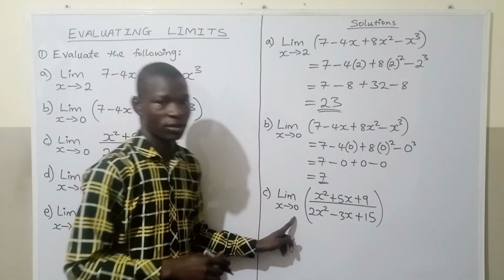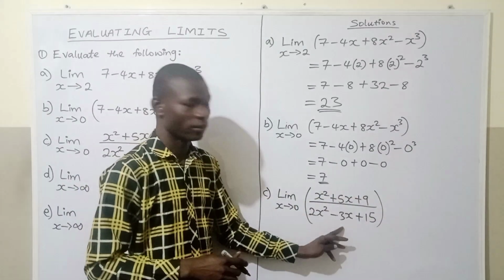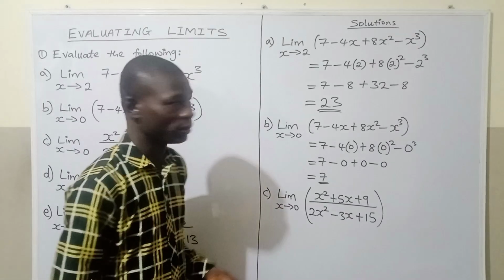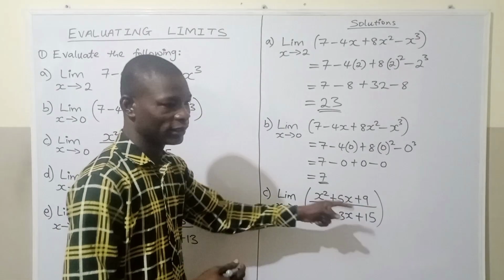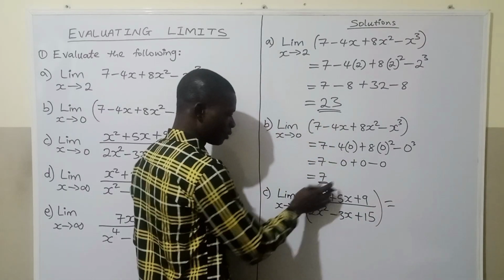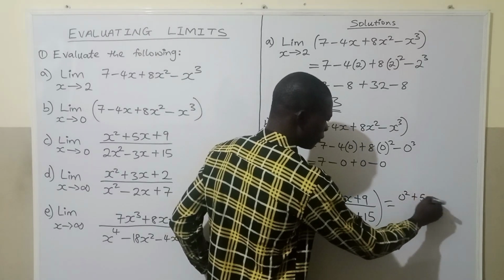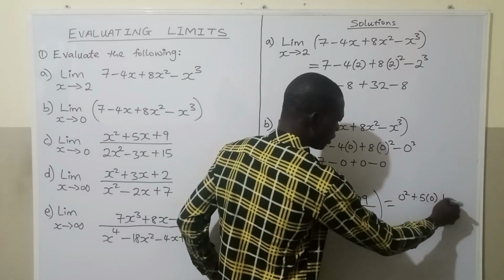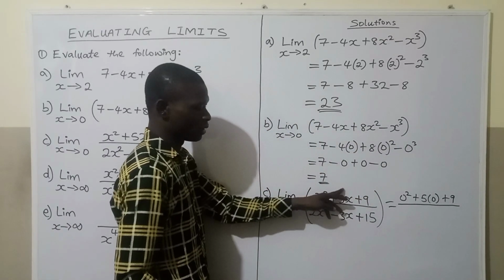Now to letter C. Limit as x tends to 0 for x squared plus 5x plus 9 over 2x squared minus 3x plus 15. And as before, like the first two, all we need to do is to just substitute 0 wherever we see x in this particular function. So this limit becomes 0 squared plus 5 multiplying 0 and then plus 9. All together, that's wherever we see x equals 0.